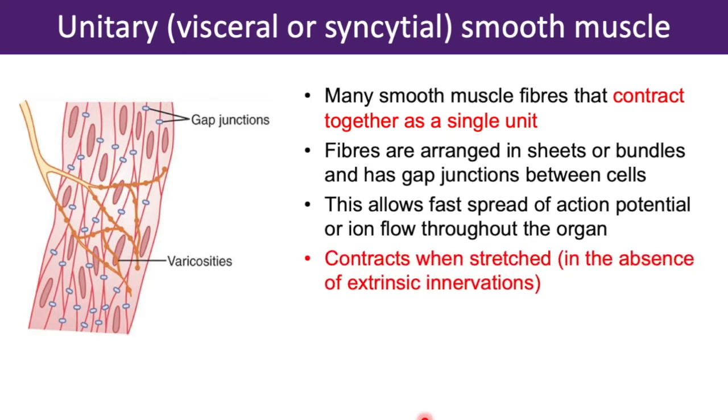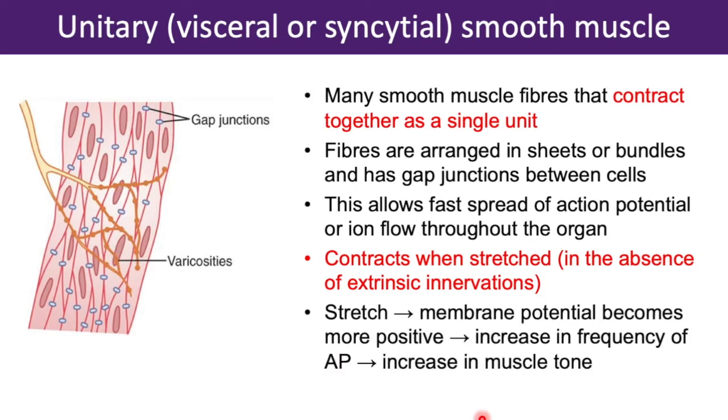Another special feature of smooth muscle is that it can contract when stretched, even without extrinsic innervation, either sympathetic or parasympathetic. For example, in the GIT, the presence of food in the stomach will cause the stomach muscle to stretch, and this will stimulate the muscle to contract. When the smooth muscle is stretched, the membrane potential becomes more positive, which leads to an increase in the frequency of action potentials and a subsequent increase in muscle tone.